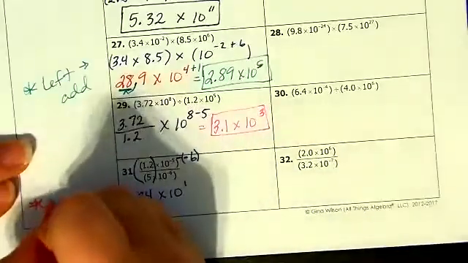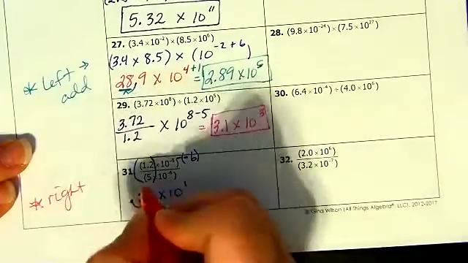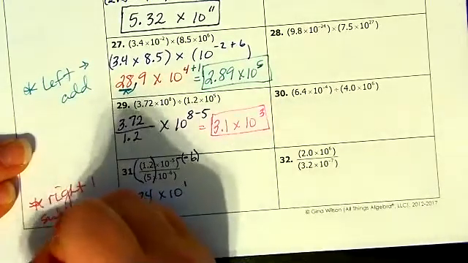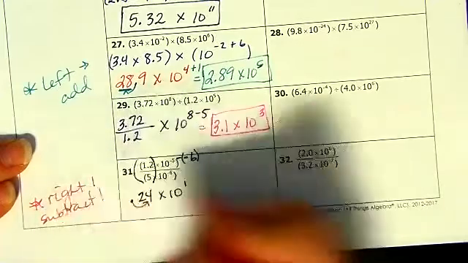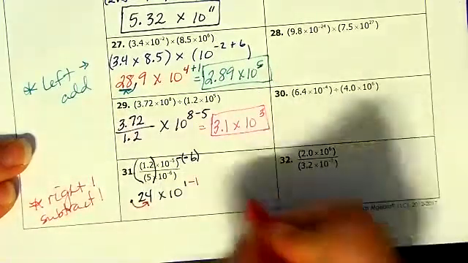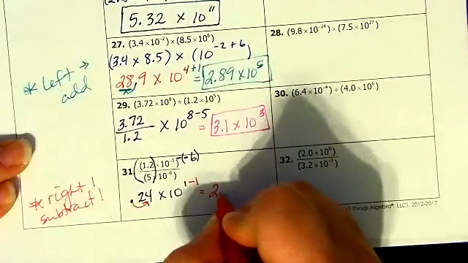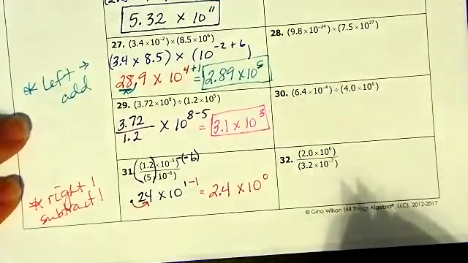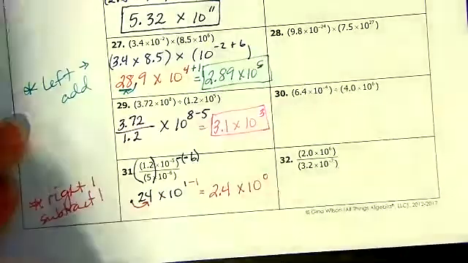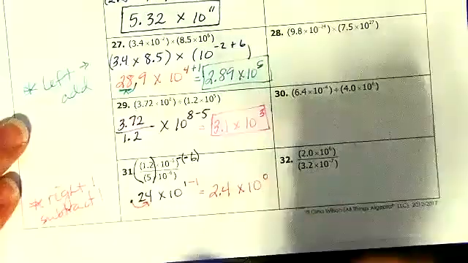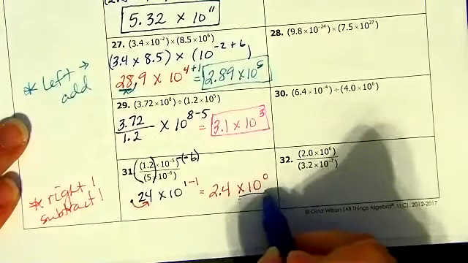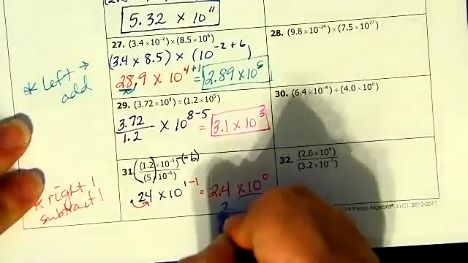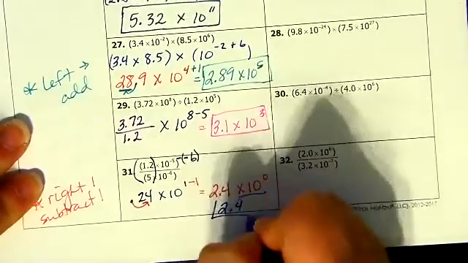Make sure you can see it. Since I am moving right, I'm going to subtract 1, which is going to give me 2.4 times 10 to the 0. Actually, guys, we don't write this times 10 to the 0. This is normally not written. If you write it, I would not mark it wrong. But your final answer for this is going to actually be just 2.4.